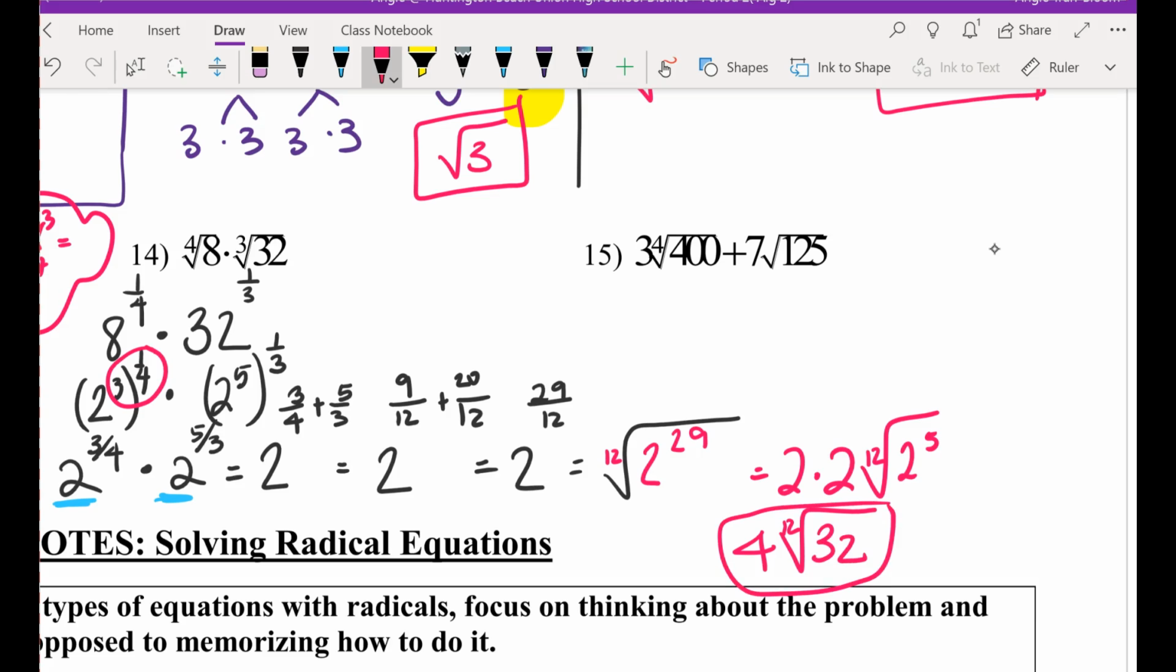Look at that. It uses fractions. It uses exponents. It uses radicals. It uses factoring. It uses everything.